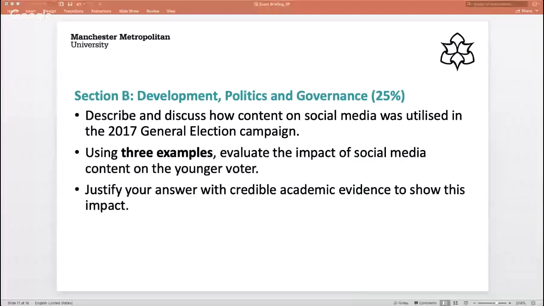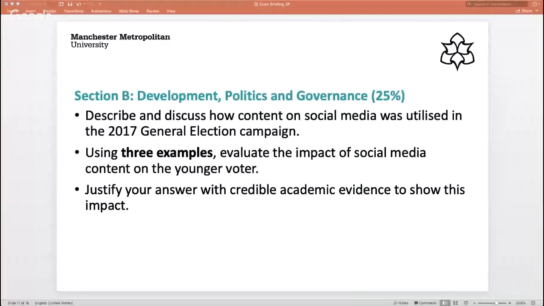But your exam question is looking at the 2017 general election. So we want you to describe and discuss how content on social media was utilised in the 2017 general election campaign. So straight away, you can do some research on the different political parties and how they used social media during that campaign. That is factual data that you can look up straight away. You can look at it today, tomorrow, over the next 13 weeks.